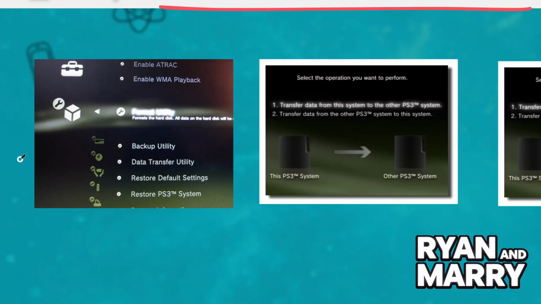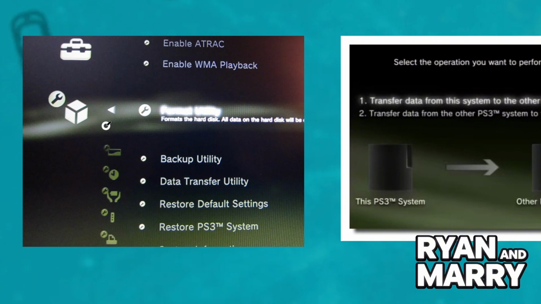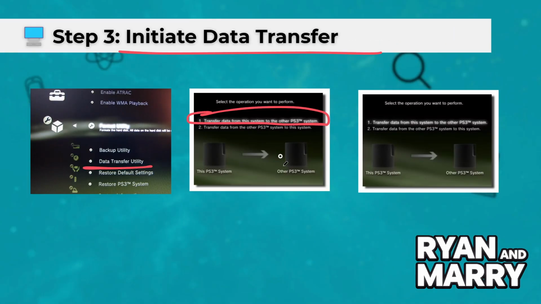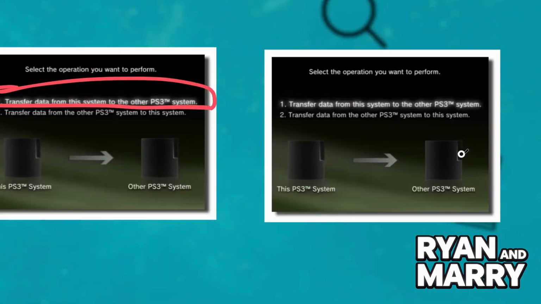Step 3. Initiate data transfer. Power on both consoles and your TV. On the source PS3, go to Settings, System Settings, Data Transfer Utility. Select transfer data from this system to the other PS3 system. Switch your TV input to the destination PS3.